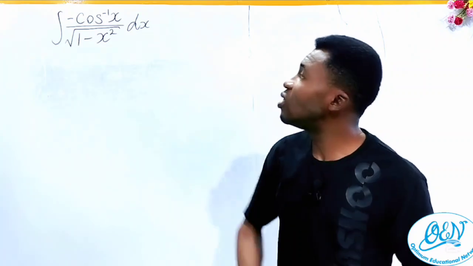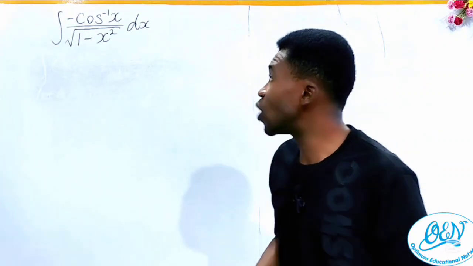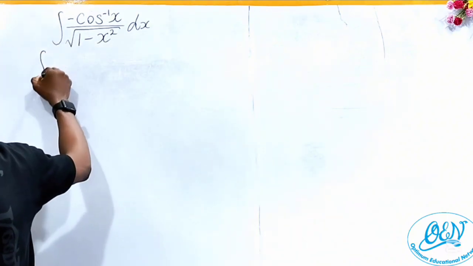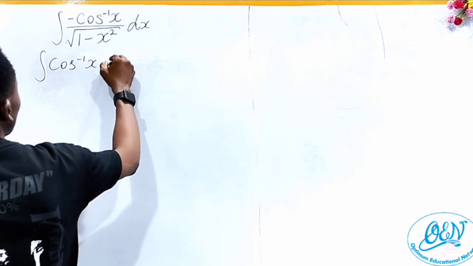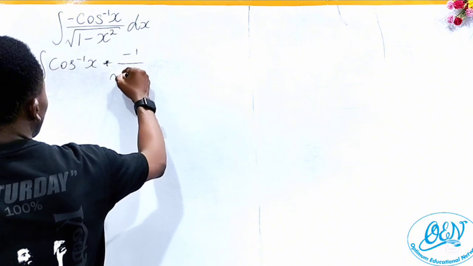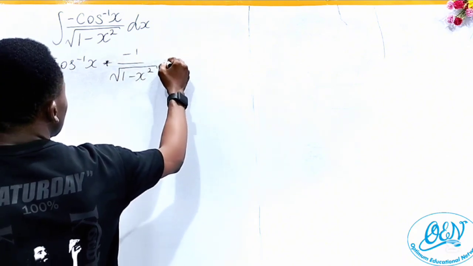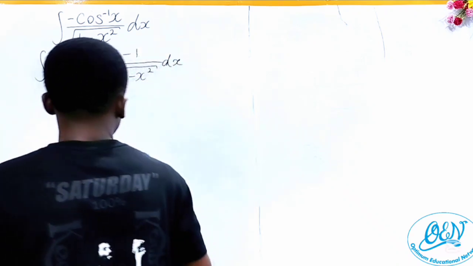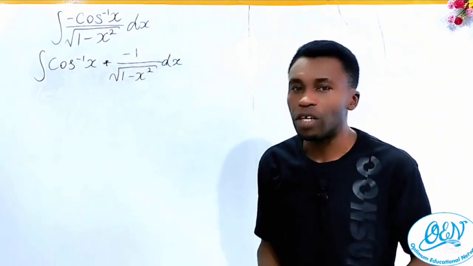Now we have this simple integral to solve. I want to put this into clear perspective. We can rewrite this integral as the integral of cos inverse of x multiplied by minus 1 over root 1 minus x squared dx. Now, this is basically what you have here.